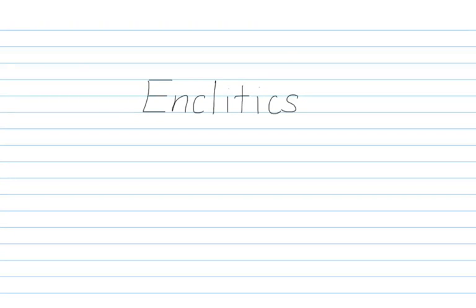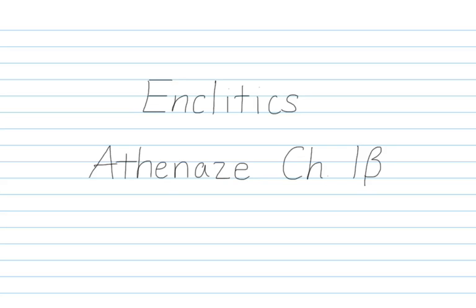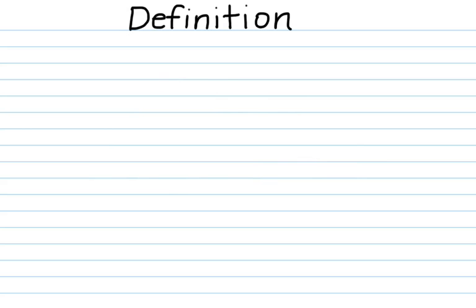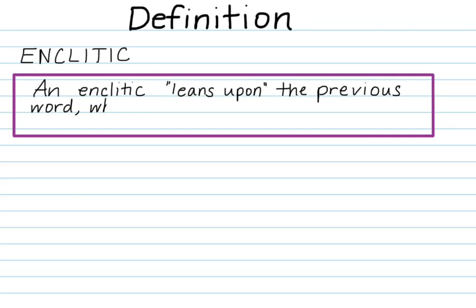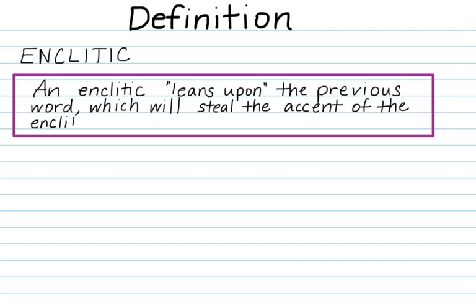This video explains what happens when your Greek sentence includes a type of word called an enclitic. You can follow along in Athenaze Chapter 1 Beta in the grammar section. An enclitic literally means to lean upon. An enclitic is a word that leans upon the word before it in a sentence, which will steal the accent of the enclitic if possible, i.e., the accent of an enclitic will jump to the previous word.